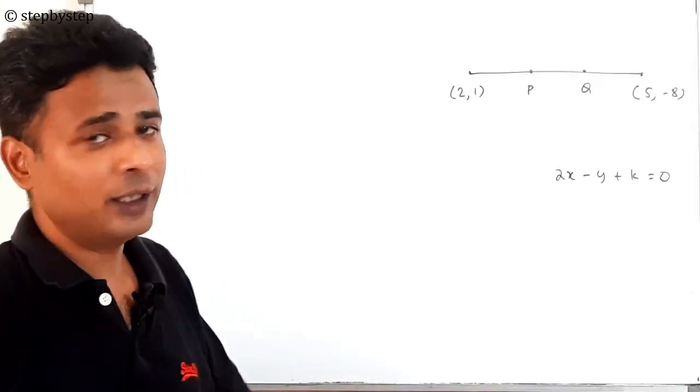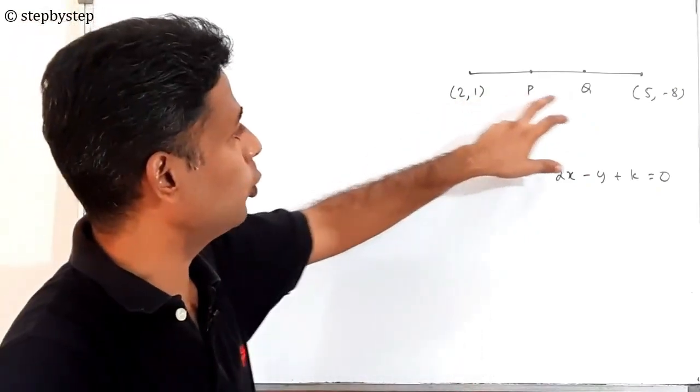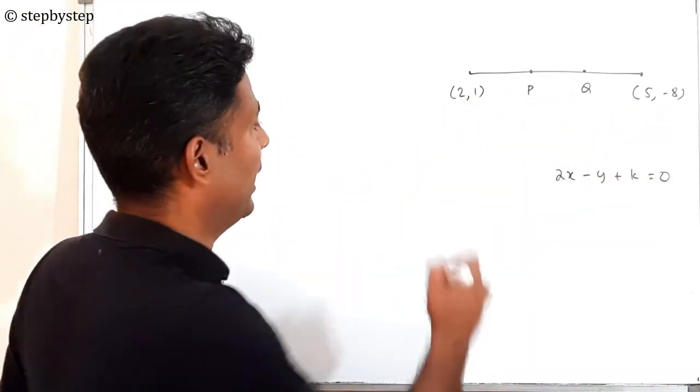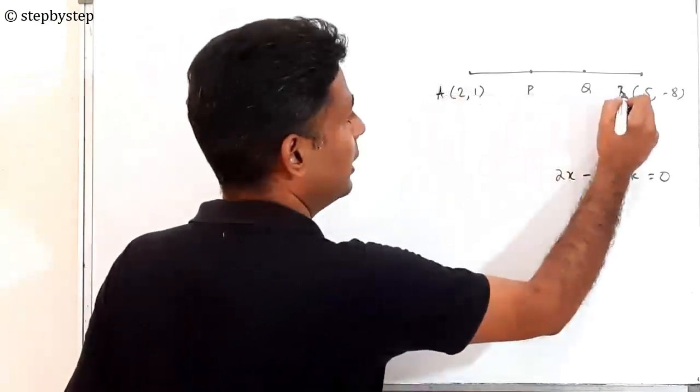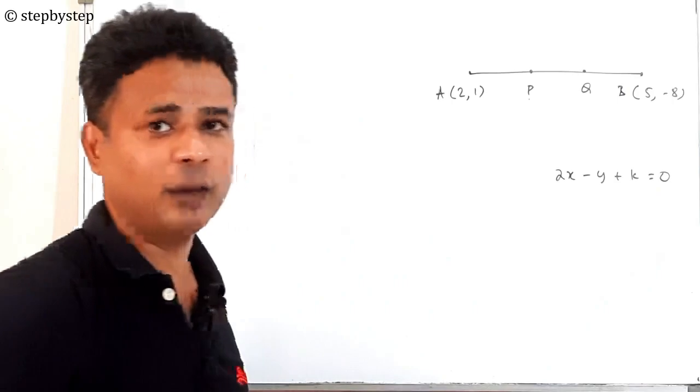Guys, the next problem, what they told you was P and Q are points of trisection of the line joining 2, 1 and 5, minus 8. I'll mark it as A and B. And then they have said point P lies on this line and we have to find the value of K.